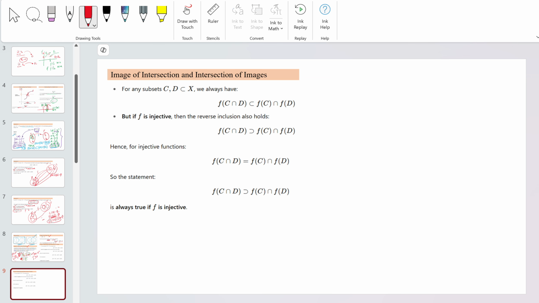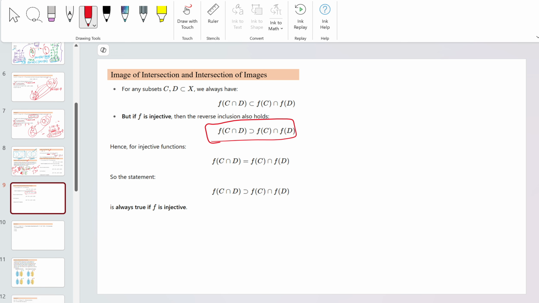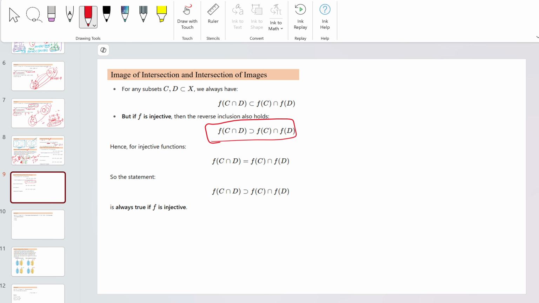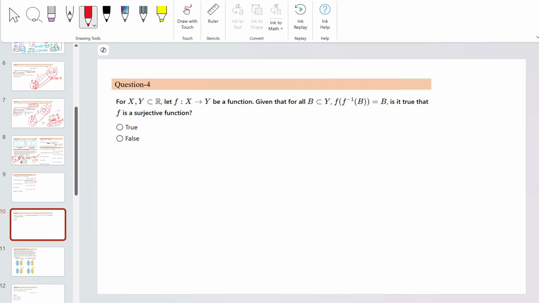Okay. Here also you can see that if it is an injective function, f(C) intersection f(D) will be a subset of f(C intersection D). It holds true when the function is an injective function, one to one function basically. Let's solve this. Take your time and try to solve this problem.